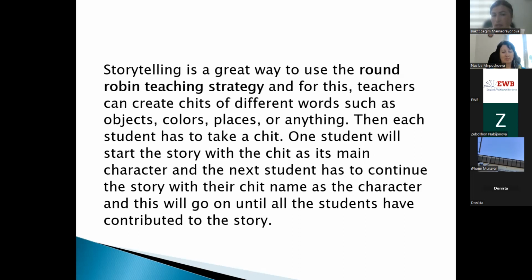One student will start with whatever word he or she has on his or her sheet, and will start the story with it as the main character. The next student has to continue the story with their sheet's word as the character, and this will go on until all the students have contributed to the story. I really like this type of discussion technique, because it's up to them. They will create their own story.